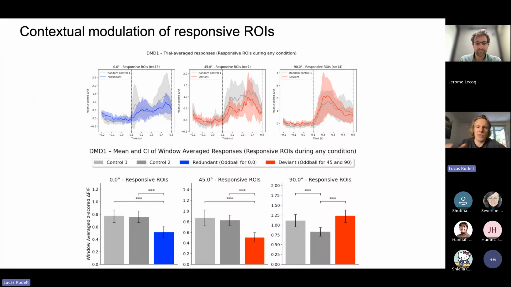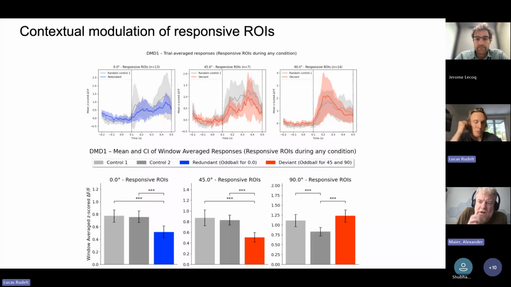There's one important thing that one has to do to get conclusive or interesting results here, which is to focus on responsive ROIs. We should only include those ROIs in these population averages that are actually responsive to the stimulus. Otherwise, we will drag down the averages, and we might miss some effects. Sorry to interrupt again, but how do you define responsiveness?